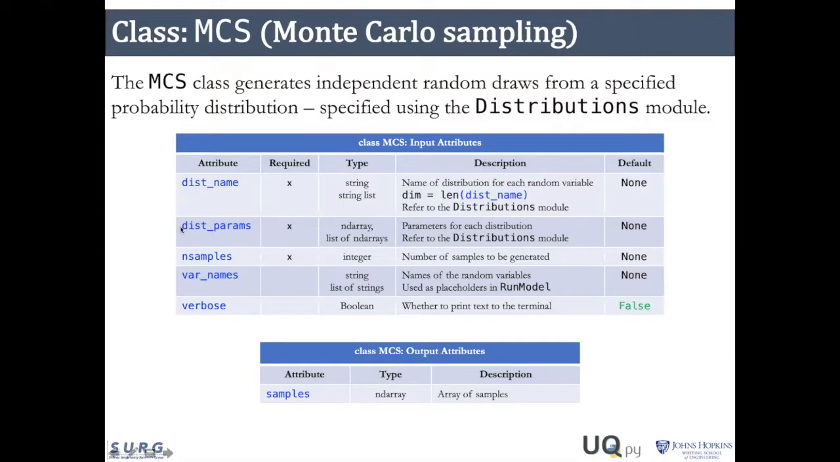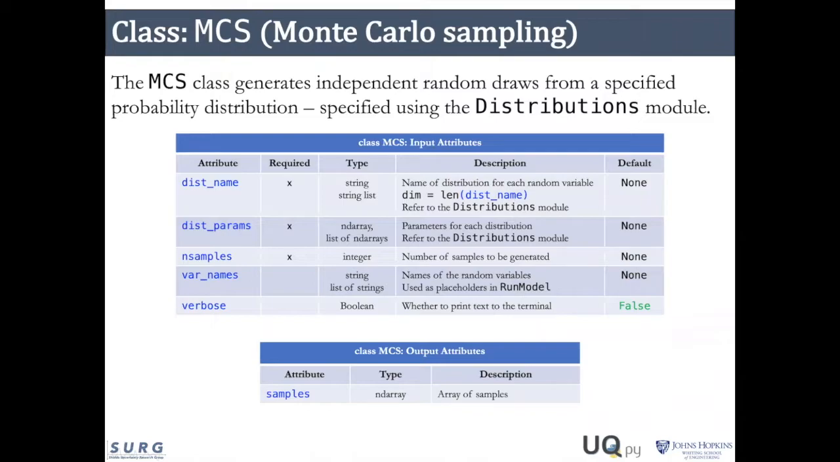Also, one must provide the distribution parameters. These distribution parameters are going to be used by the SampleMethods method in order to draw the random samples from the corresponding distribution. Again, this can be either an array or a list of arrays, depending if we are in the univariate or multivariate case. There's no default value for the distribution parameters.